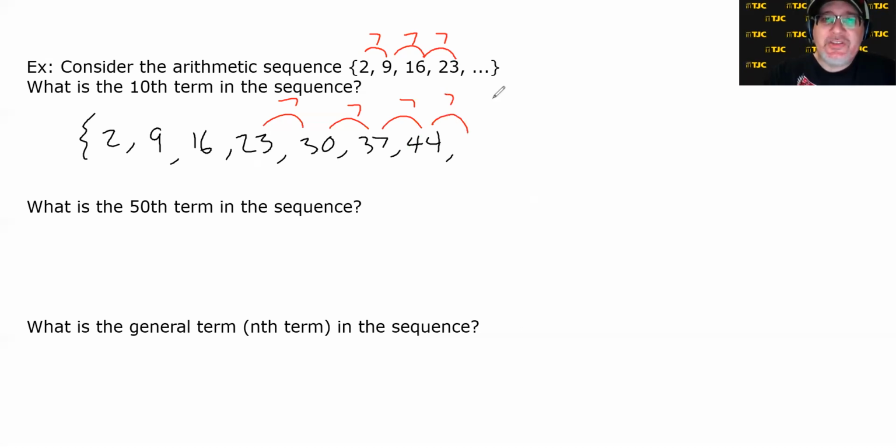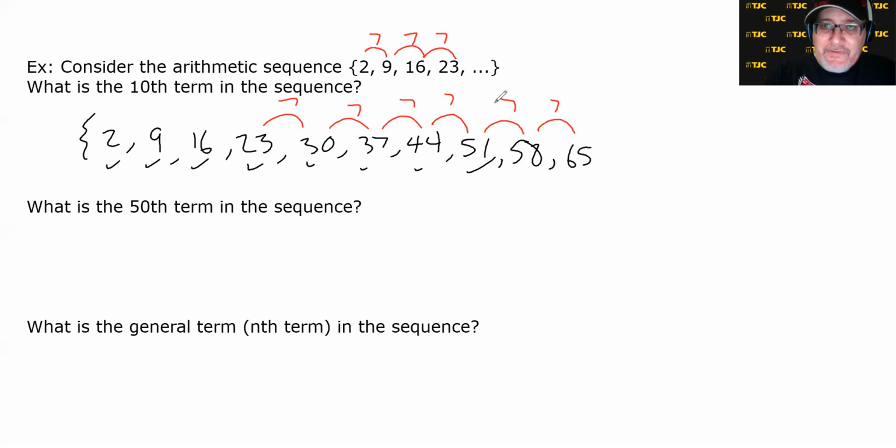44 plus 7 is 51. Wait, where are we? 1, 2, 3, 4, 5, 6, 7, 8. 2 more. 51 plus 7 is 58. And finally, add 7 one more time. 58 plus 7 is 65. So it looks like the 10th term is 65.